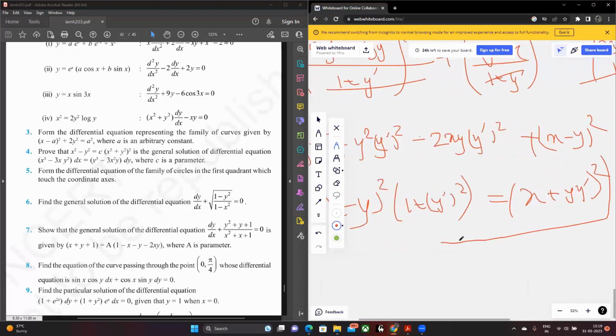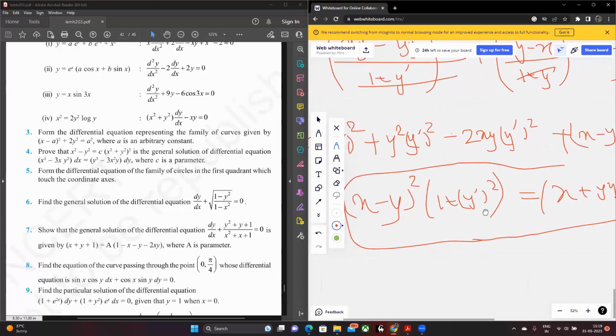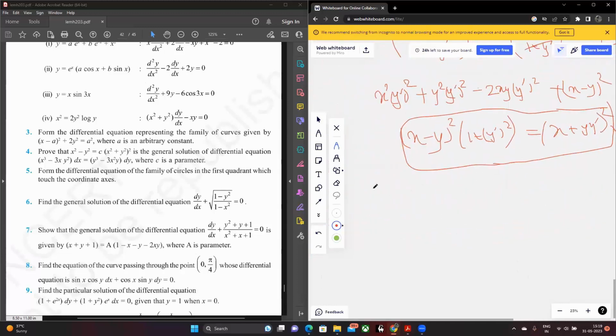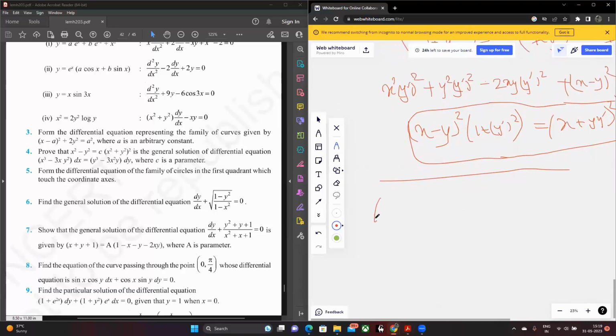And this is a perfectly valid and a pretty simple differential equation, right? This is your answer. That's question number 5. Question number 6. Find the general solution of the differential equation y dash plus square root of 1 minus y squared by 1 minus x squared equaling 0, right?